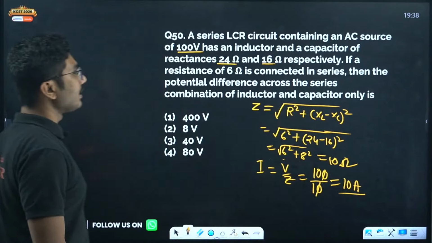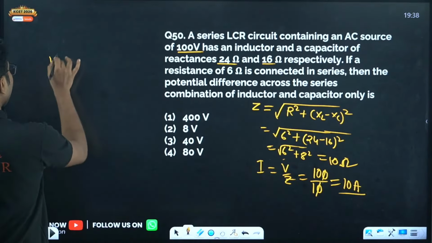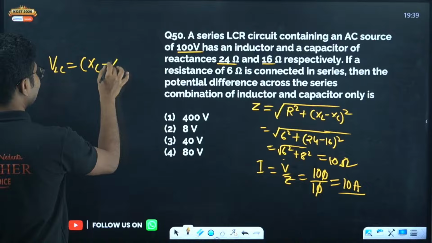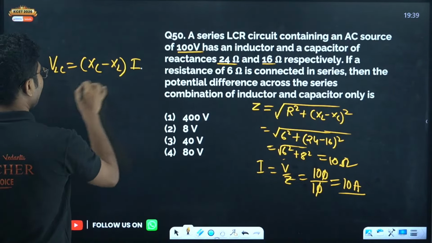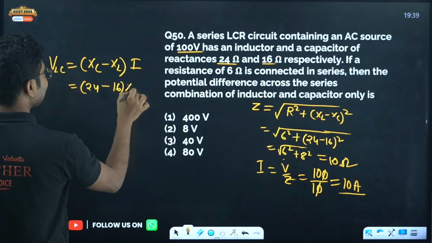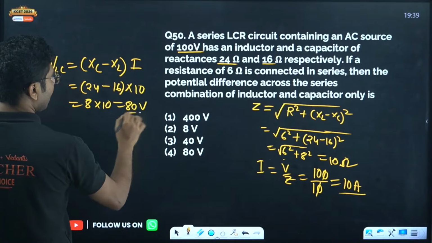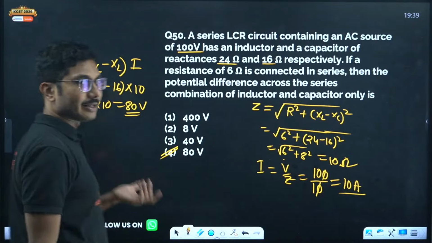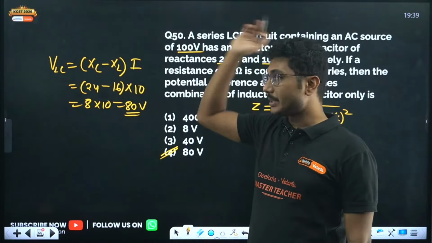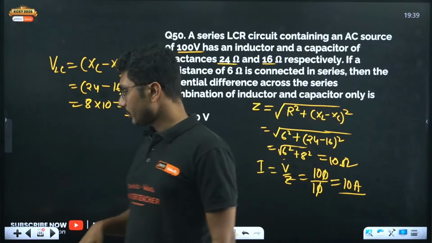Now you have to find the voltage across the inductor and capacitance. Voltage across inductor and capacitance will be (XC minus XL) into I. XC is 24, XL is 16, current is 10, so it will be 8 into 10, that is 80 volt. This is the combined voltage across inductor and capacitor. So combined voltage across inductor and capacitor is difference between their reactances into the current. Okay, remember this.